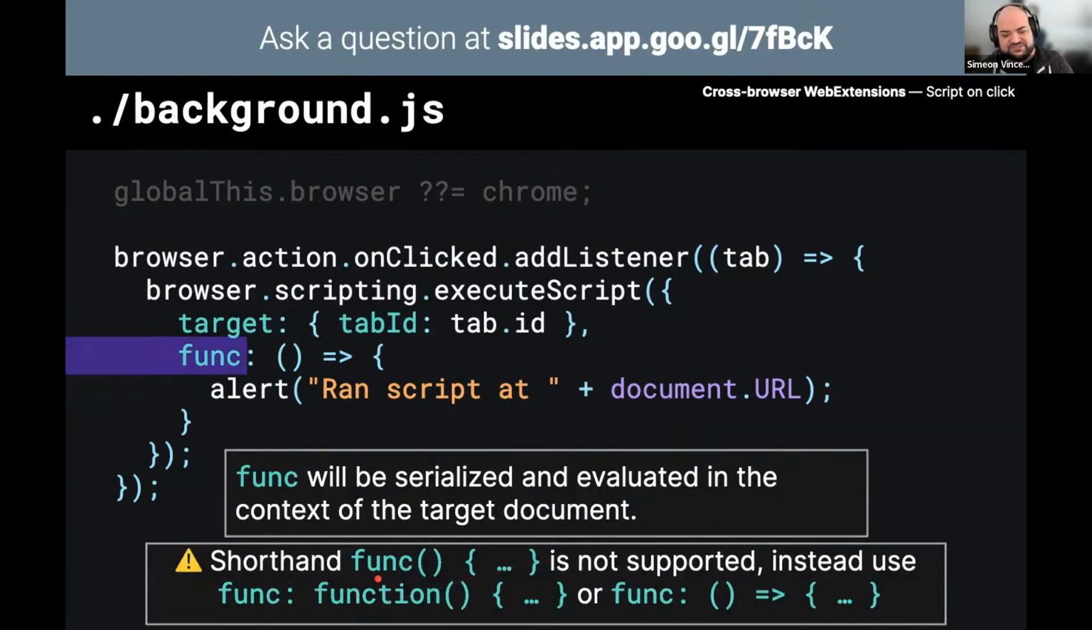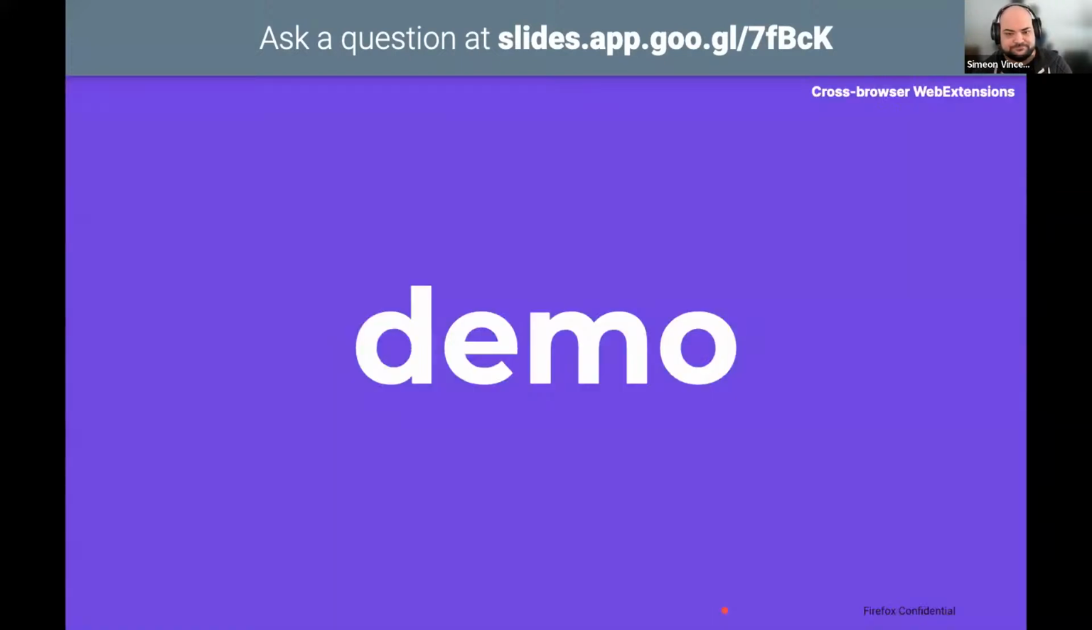One important thing to note is that due to the way the serialization works for func, you can't use the method declaration shorthand. If we didn't have this colon here and it was just func parentheses, that wouldn't serialize correctly. So you have to, at least for now, explicitly declare a func property with a function body. So let's see this in action.